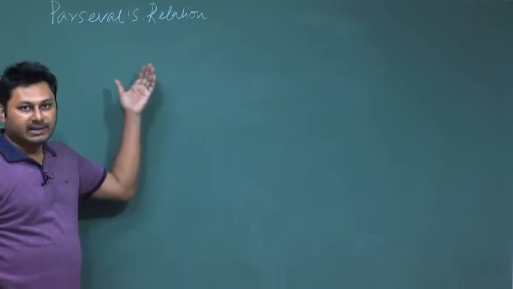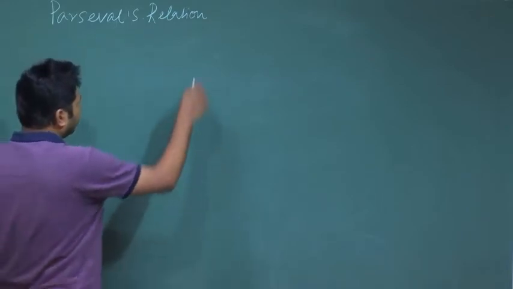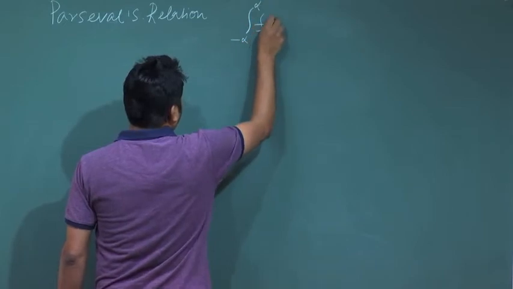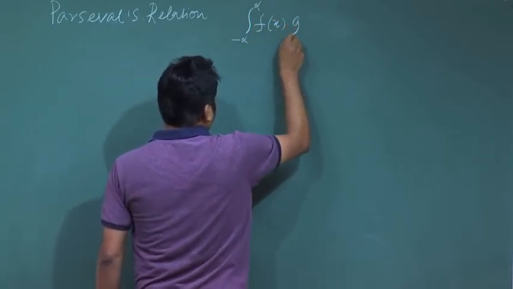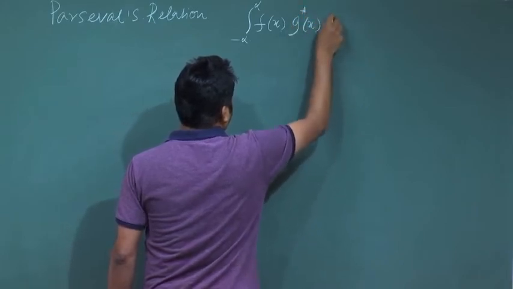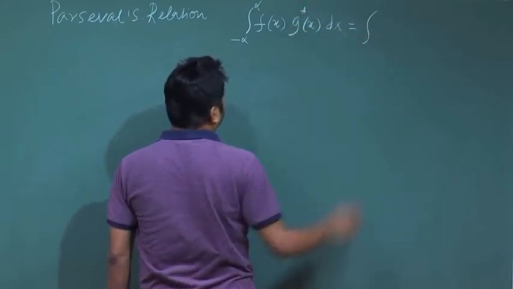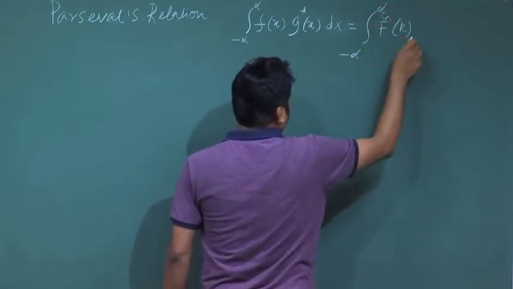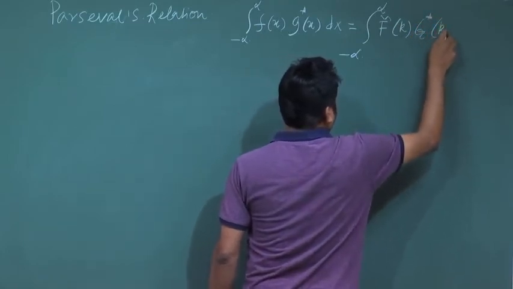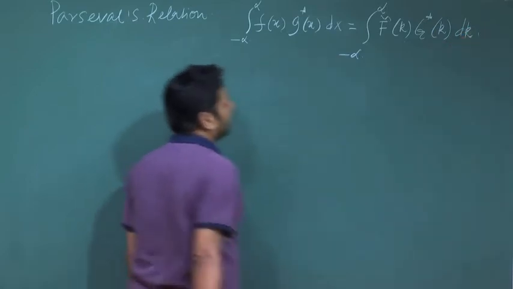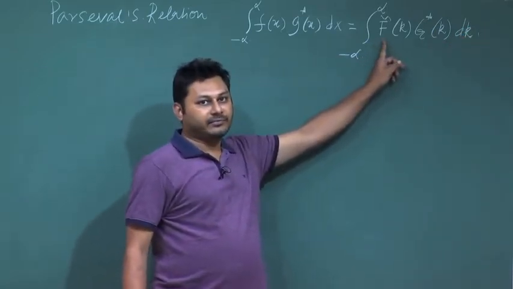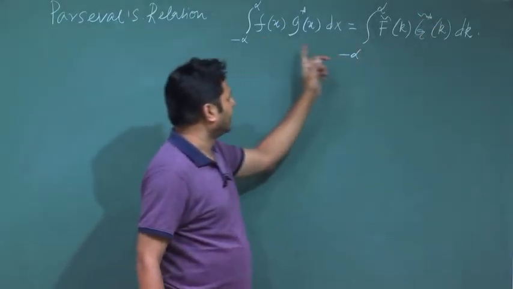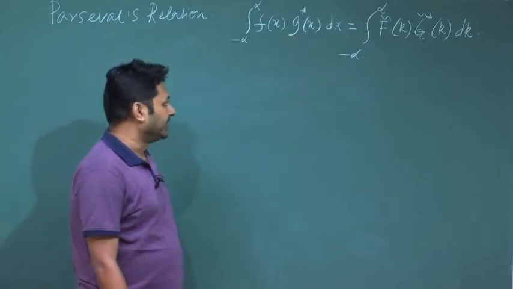Parseval relation is directly coming from the concept of the Fourier transform, where the relation suggests that the integration from minus infinity to infinity of f(x) g star(x) dx will be equal to the integration from minus infinity to infinity of f tilde(k) g tilde star(k) dk, where this tilde stuff is the Fourier transform of g. I should put a tilde here also. G tilde star is the Fourier transform of the function g.